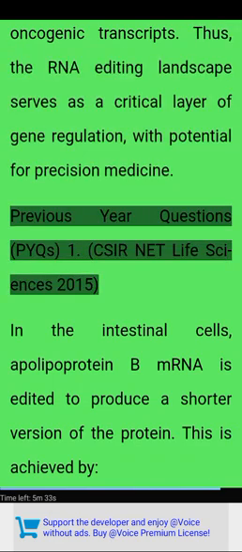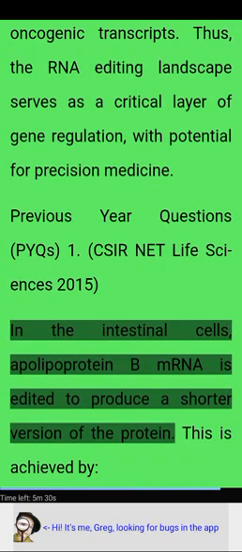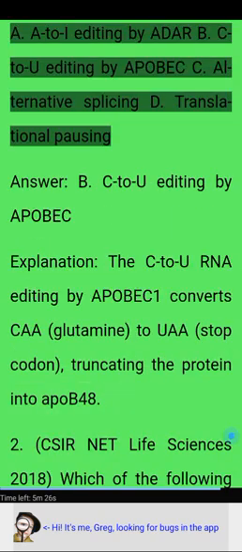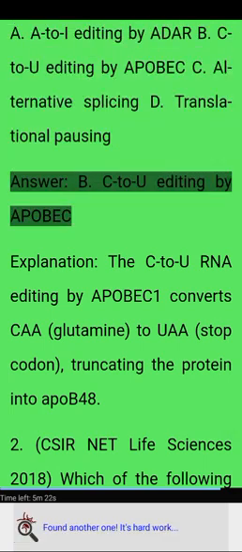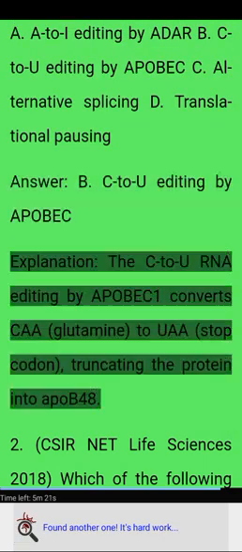Previous year questions, PYQs. 1. CSIR NET Life Sciences 2015. In the intestinal cells, apolipoprotein B mRNA is edited to produce a shorter version of the protein. This is achieved by: A. A-to-I editing by ADAR, B. C-to-U editing by APOBEC, C. alternative splicing, D. translational pausing. Answer: B, C-to-U editing by APOBEC. Explanation: the C-to-U RNA editing by APOBEC1 converts CAA glutamine to a UAA stop codon, truncating the protein into APOB48.